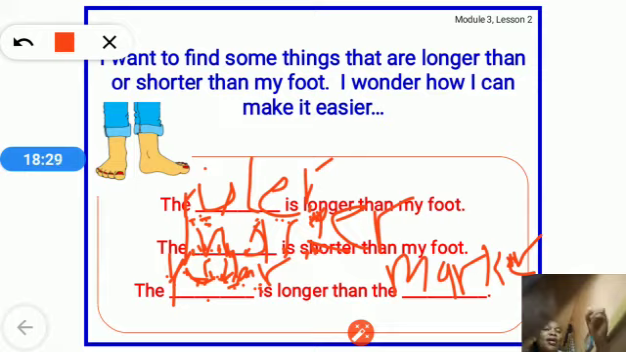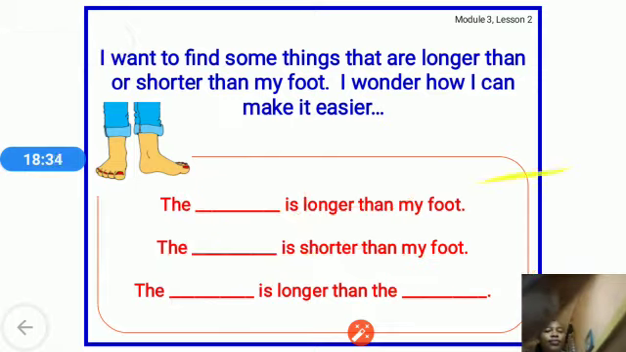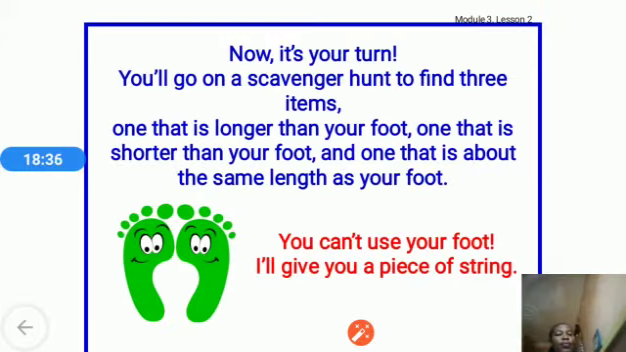Yes, that's my marker. Now it's your turn. You go on a scavenger hunt to find 3 items. One that is longer than your foot, one that is shorter than your foot, and one that is about the same length as your foot. You can't use your foot.